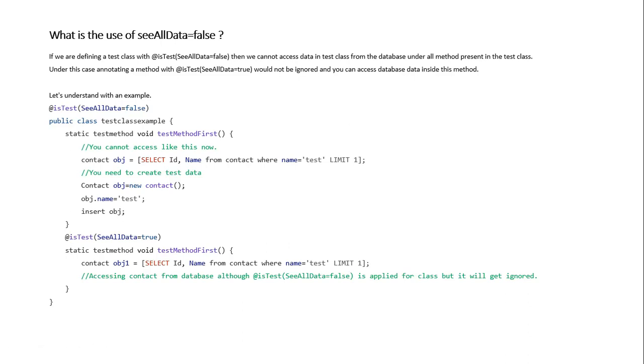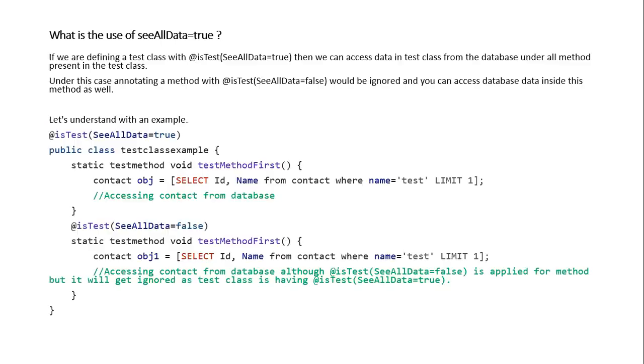SeeAllData equals true. Wherever we put SeeAllData equals true, that method will have access to all the data, even though at the class level it's false. Yes, madam. Even though class level is false, we can access the data at method level if we are using SeeAllData equals true. But in the case of true, if we use true at the top of the class, it will be applicable for all the methods, even if we are using false for the methods.